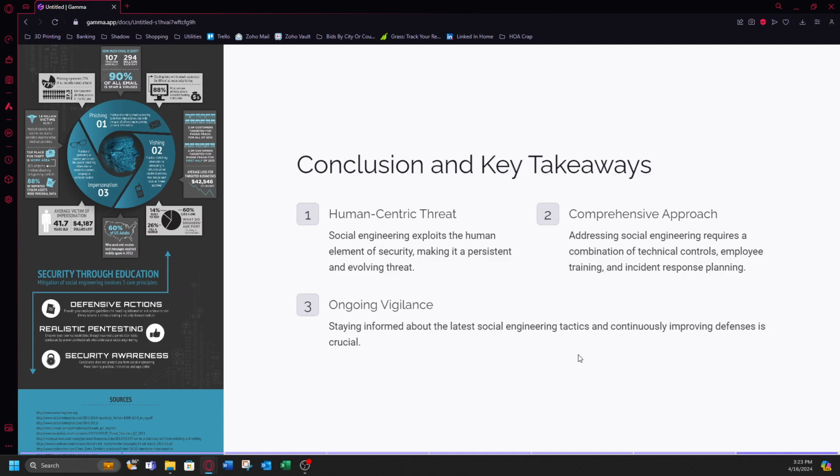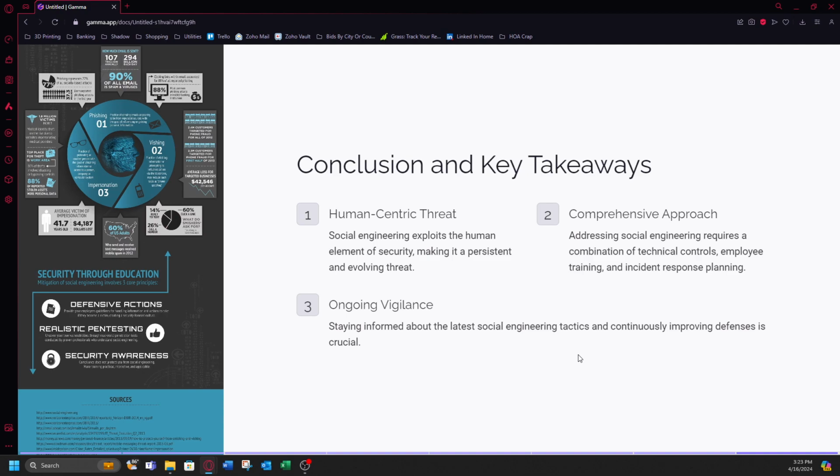So in conclusion, some key takeaways. It is a human-centric threat. What I mean by that is social engineering exploits the human element of security, making it a persistent and evolving threat. I can secure a network very well, right? But the security of the network really doesn't matter if someone inside that organization is compromised and willing to participate. It's crazy, right? So it's very important for us to guard the information that we have internally, guard your financial information, guard all of this information and keep it in a secure place.